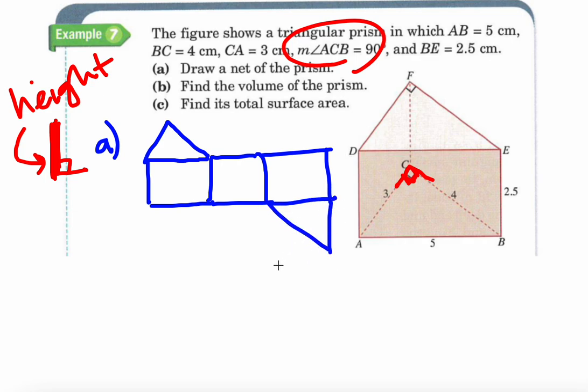Your net should look something like that. It might look a little different. Maybe you drew one of your triangles in the middle. That's okay, it'll still work out as long as you have 2 triangles and 3 rectangles.